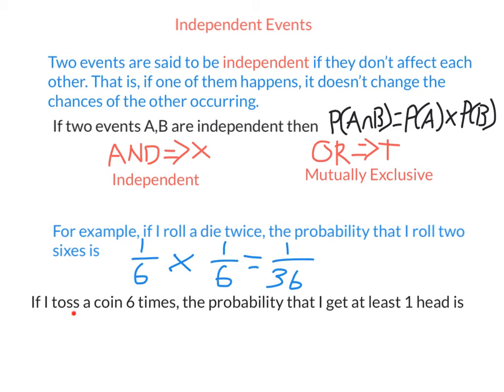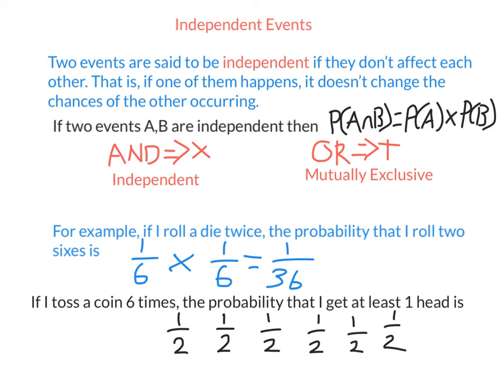So now we have a harder question. I toss a coin 6 times. What's the probability I get at least 1 head? So the probability that I don't get any heads. So the probability I get a tail each time. This is the probability I get a tail the first go. This is the probability I get a tail the second go. I get a tail the third go, and so on. So the probability I get a tail all 6 times, I can figure that out using independent events.